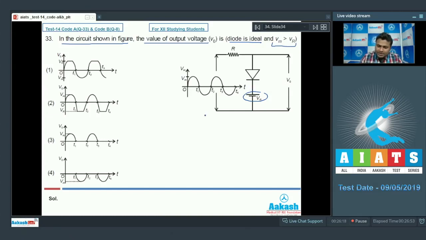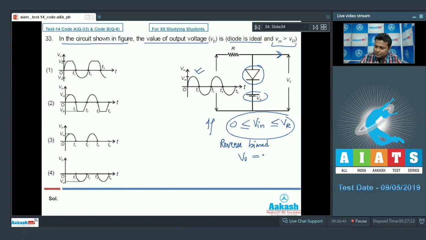Now see, if input voltage is lying in the range of 0 to VR, then what will happen? The diode will be in reverse bias. Diode will be reverse biased. If diode is in reverse bias, it will be open circuited. You will get the output as same as the input.